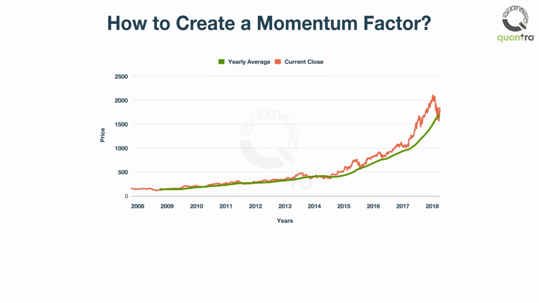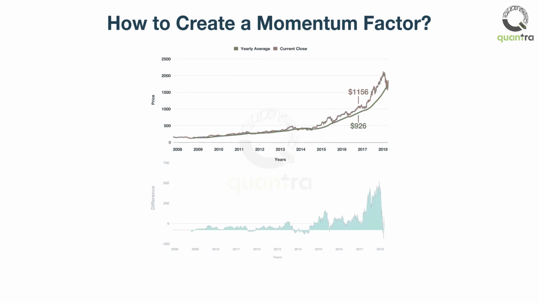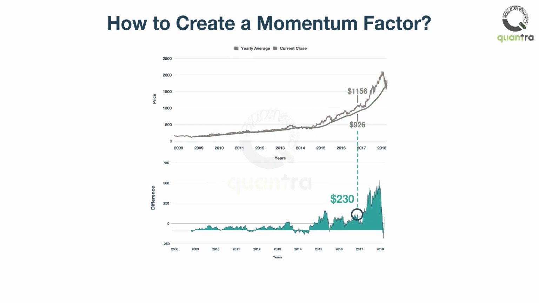Let us say that the current traded stock price of Amazon is $1,156 per share, and the average stock price over the past 1 year is $926 per share. Then, the difference between the two is $230. Since 230 is greater than zero, the factor model would buy the stock.